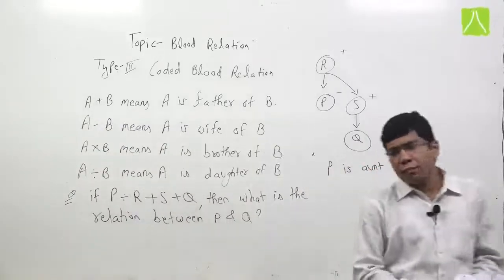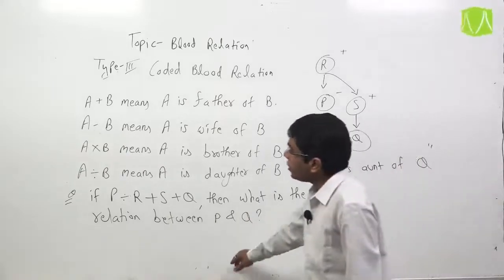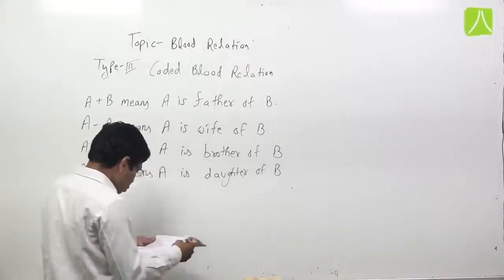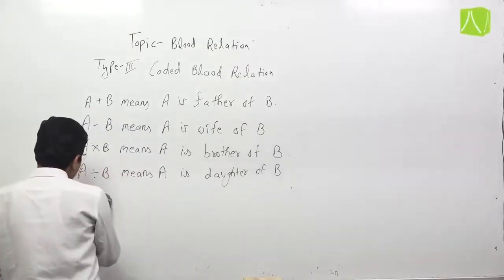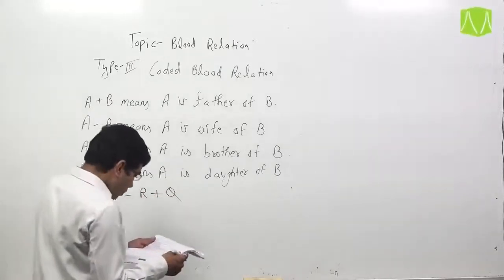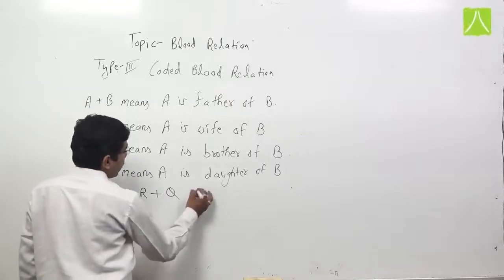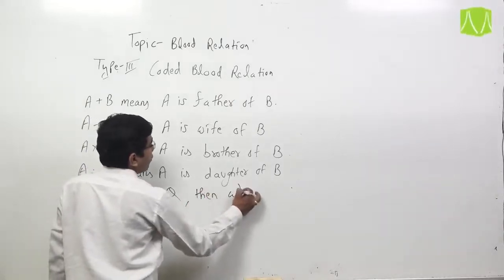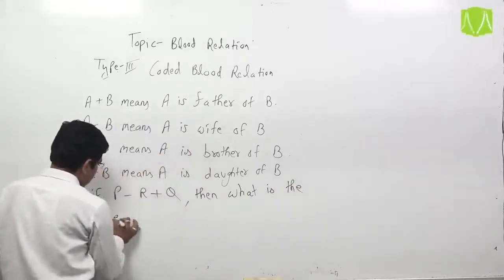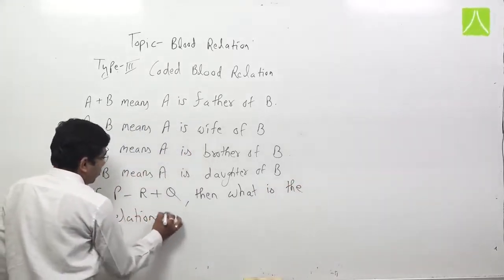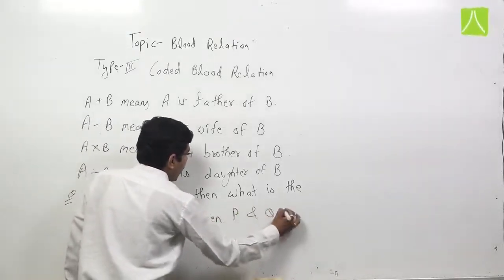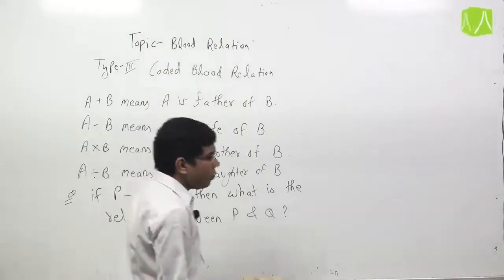Now take a further example. The coding is the same, we change the questions only. The second question based on this coding is, if P minus R plus Q, then what is the relation between P and Q?